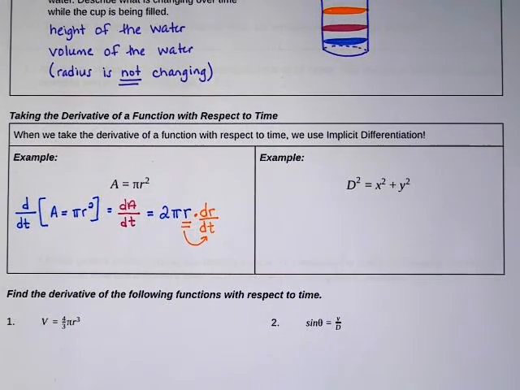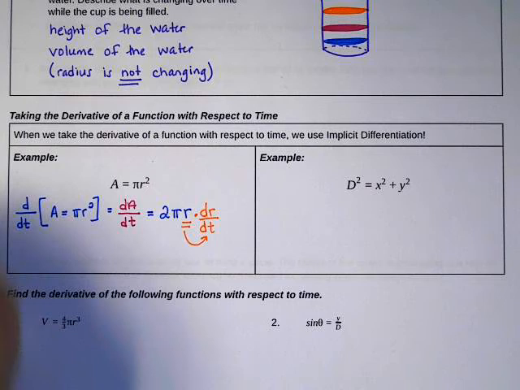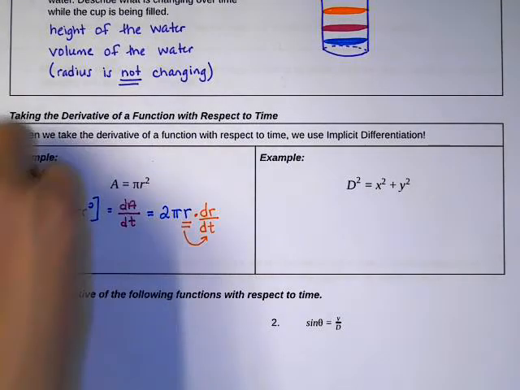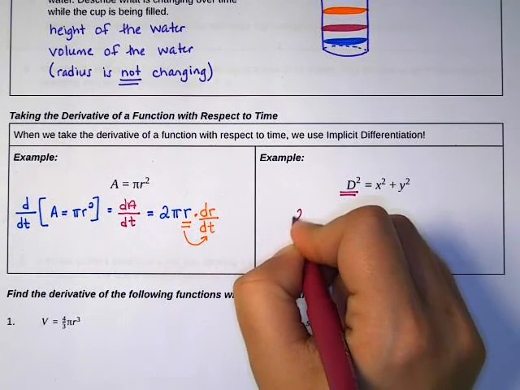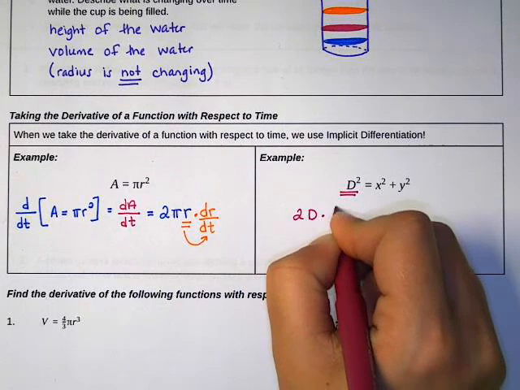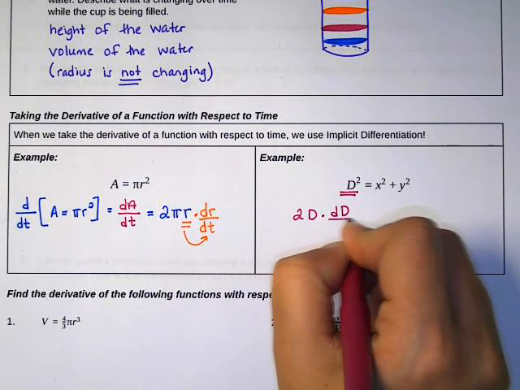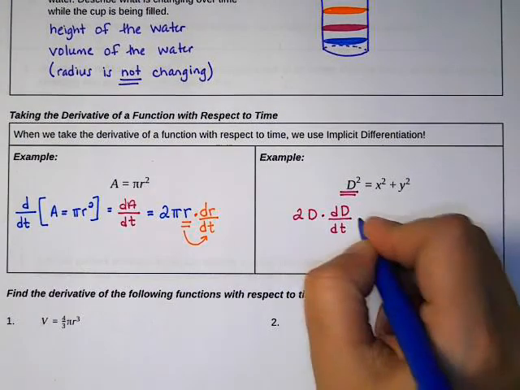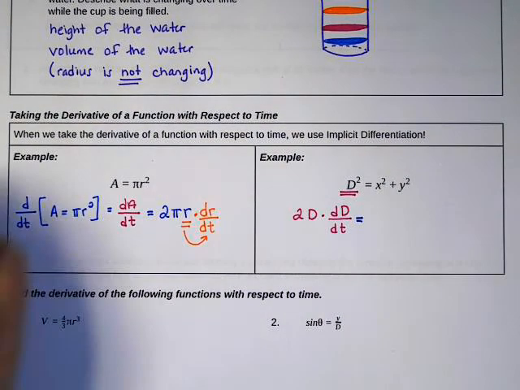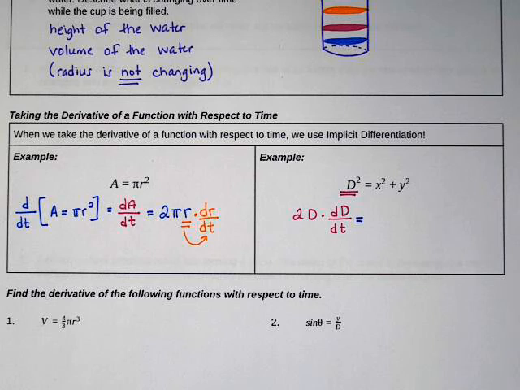So another example, if you wanted to take the derivative of this equation with respect to time, let's start with the d. So you would drop the 2, you'd have 2d times dd over dt, the derivative with respect to time, because that's kind of like the chain rule. You're doing implicit differentiation with respect to time. You're attaching it like the chain rule.